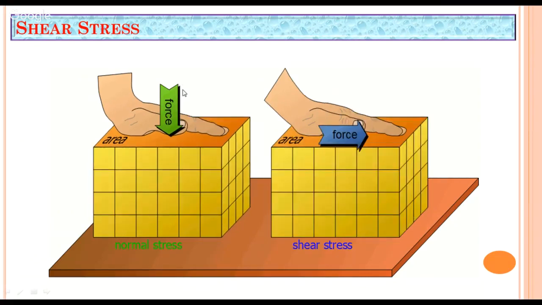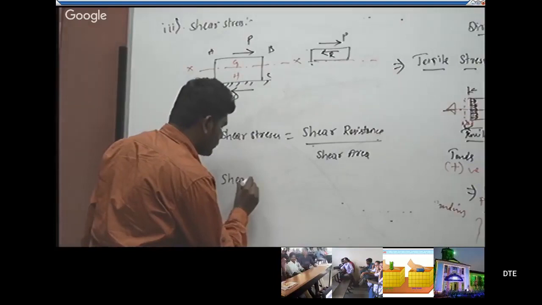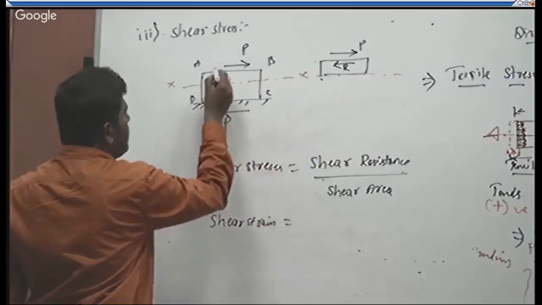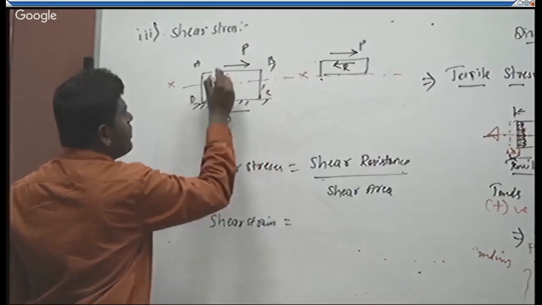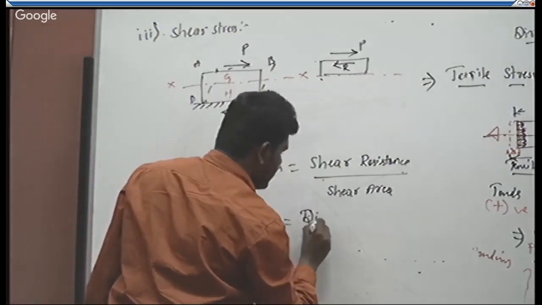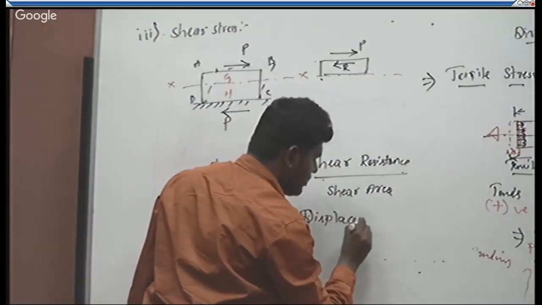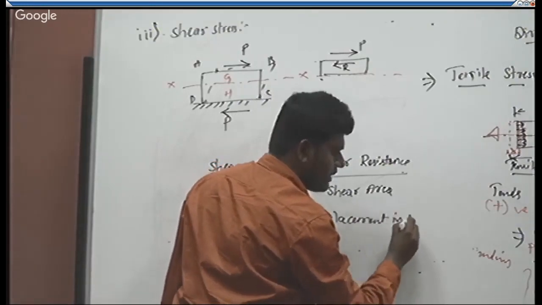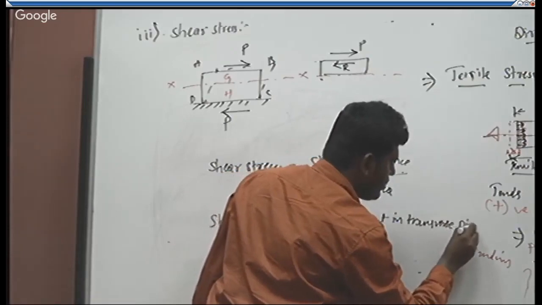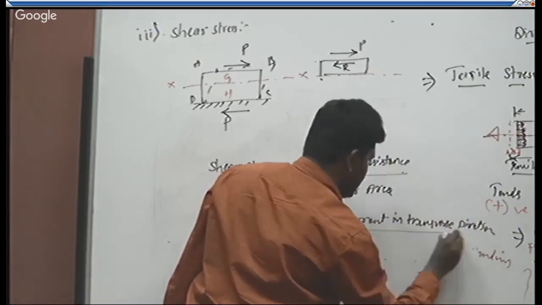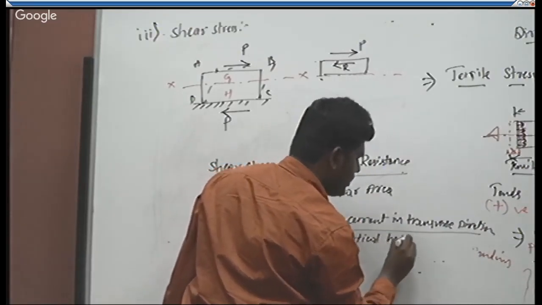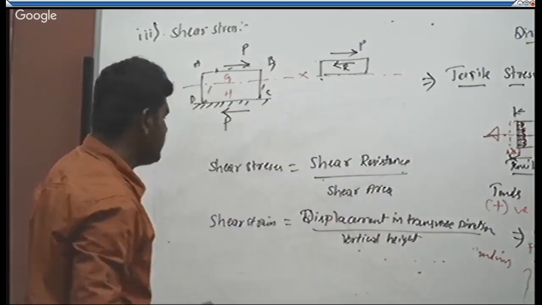That is, the corresponding shear strain is equal to the displacement occurred in this direction, which we'll call the transverse direction. So the displacement in the transverse direction to its vertical height or distance from its bottom surface will give you the shear strain induced in a material.